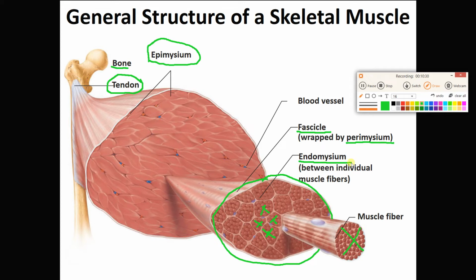Then each individual muscle cell itself is wrapped by connective tissue called the endomysium. Now this should remind you of the basic structure of a nerve, where we had the epineurium, the perineurium, and the endoneurium. Very similar idea here. So notice there are blood vessels in between, connective tissue, not pictured are nerves, but there are nerves in here as well. All right.